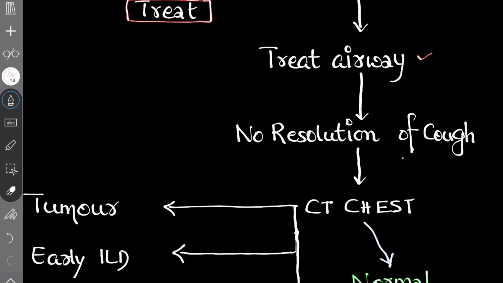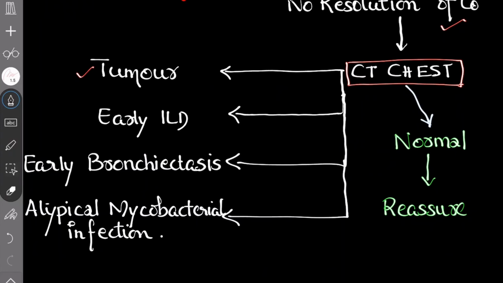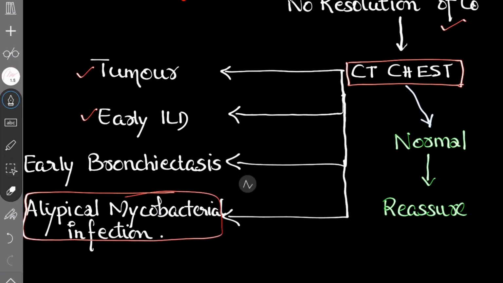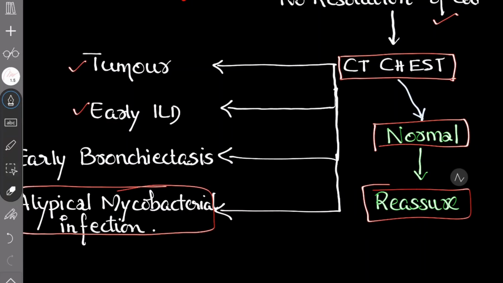If there is no resolution of cough, then go for a CT chest. Why? Because we cannot find everything on an X-ray. CT chest can show a tumor, early interstitial lung disease, early bronchiectasis, or atypical mycobacteria, which are very commonly missed on X-rays. Accordingly, you can treat the patient. If the CT chest is also normal, then you just reassure the patient that they don't have any problem, and with time the cough will subside.